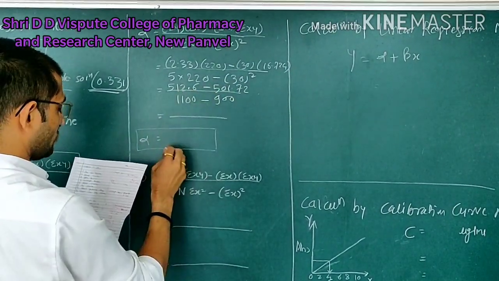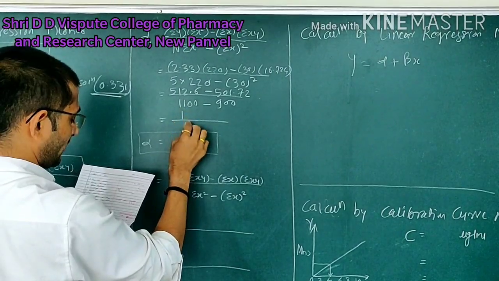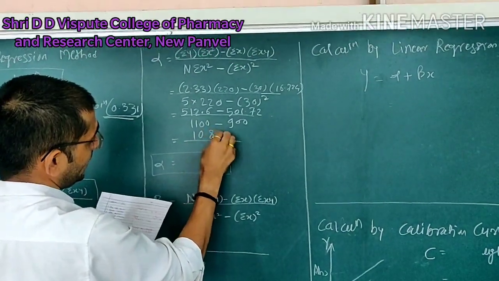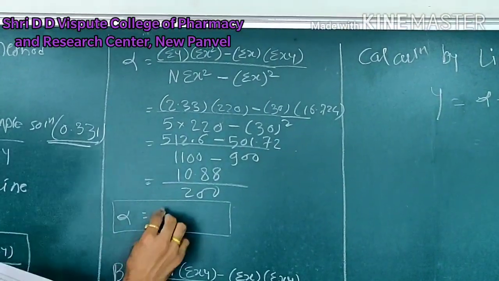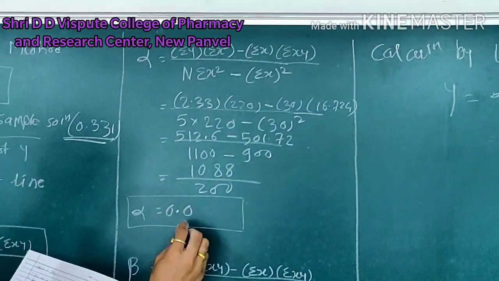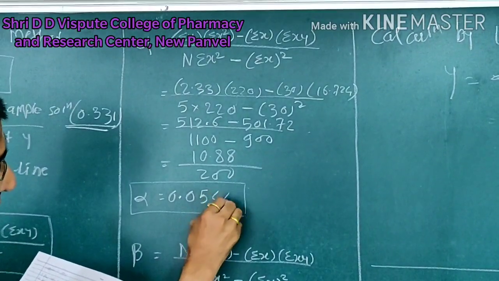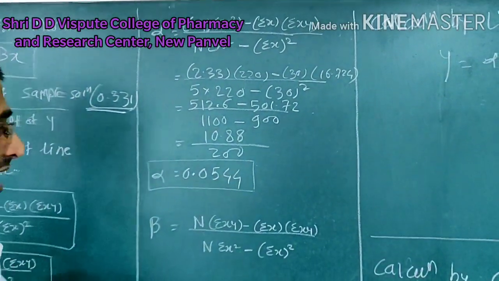Then solve this. So 10.88 upon 200. So value of alpha is 0.0544. So that is the value of alpha.